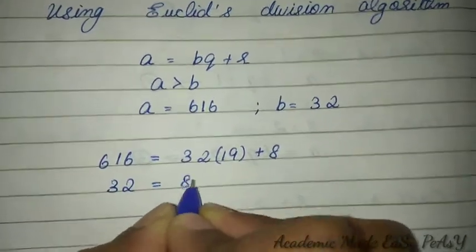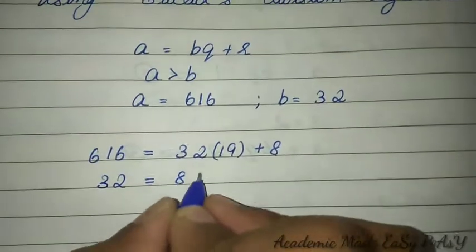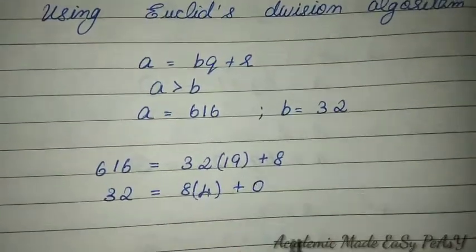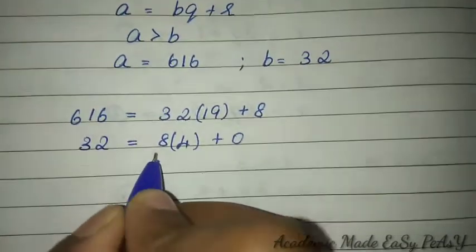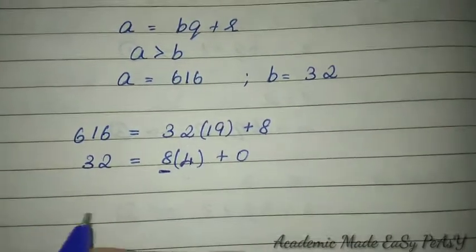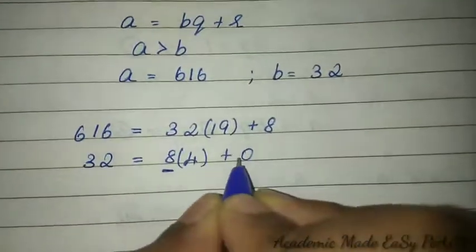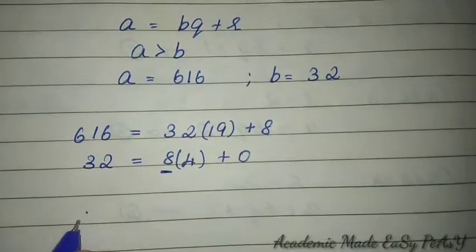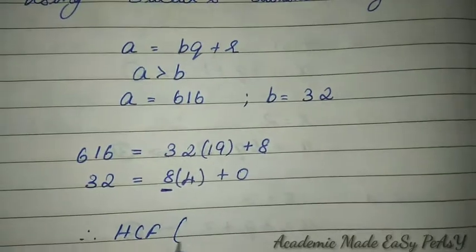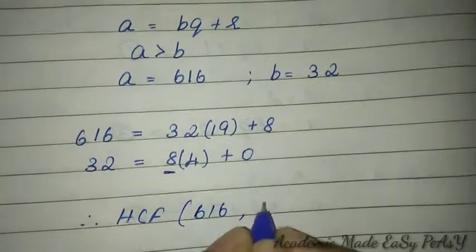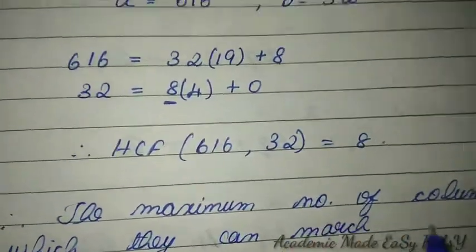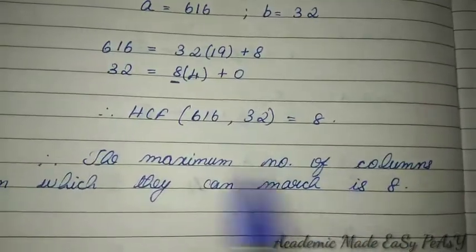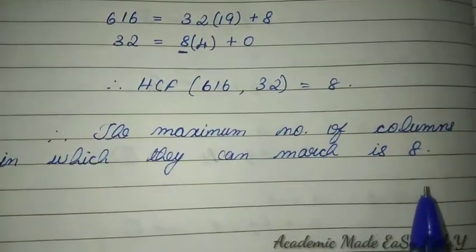32 is equal to 8 into how many times? 4 times. So 32 is equal to 8 into 4 plus 0. The r value has reached 0. So I'm going to stop this. Okay. So my HCF will be 8 because this is the divisor that I got when my remainder was 0. So therefore, the HCF of 616 and 32 is equal to 8. Therefore, I will write in the conclusion: therefore, the maximum number of columns in which they can march is 8.